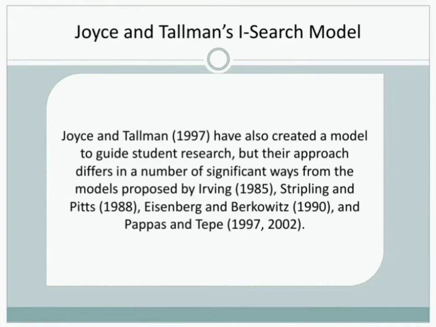Joyce and Tolman's E-Search model. Joyce and Tolman 1997 have also created a model to guide student research, but their approach differs in a number of significant ways from the models proposed by Irving 1985, Stripling and Pitts 1988, Eisenberg and Berkowitz 1990, and Pappas and Tepe 1987-2002.